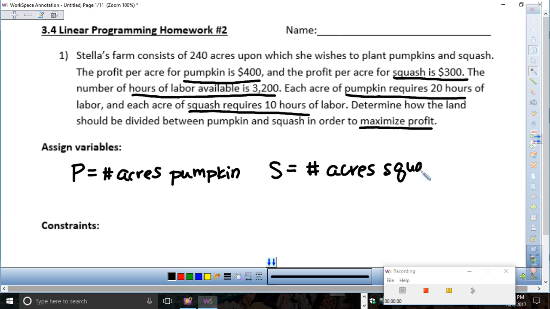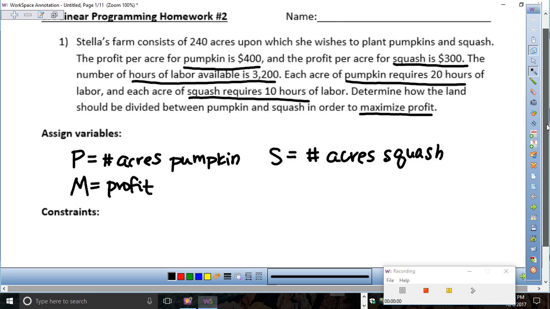Now the other variable that will eventually come up in our objective function has to do with our goal, which is what we're trying to maximize. In this case, it's profit. But I don't want to use P for profit because I'm already using P for pumpkin. So I want to choose something else. What else could we do? Maybe I didn't really think through this before I started recording. Maybe M for total amount of money. You can choose whatever you want. I'm just going to have M represent profit.